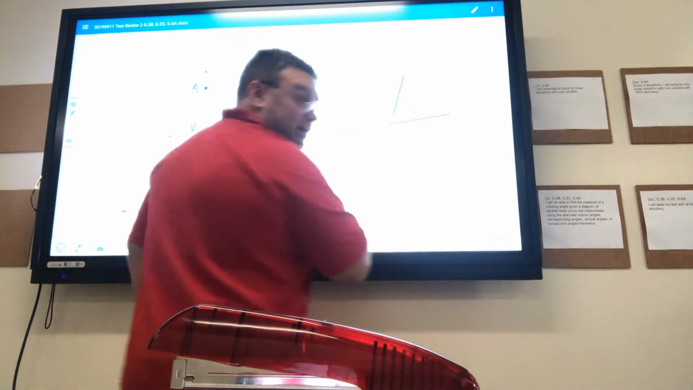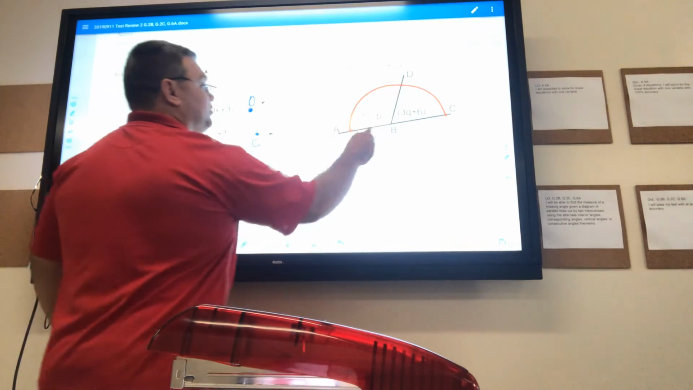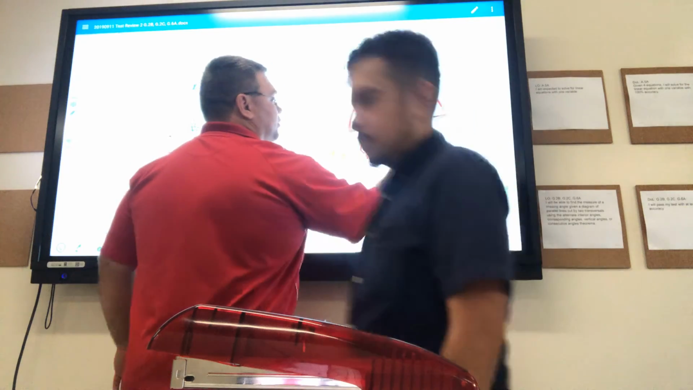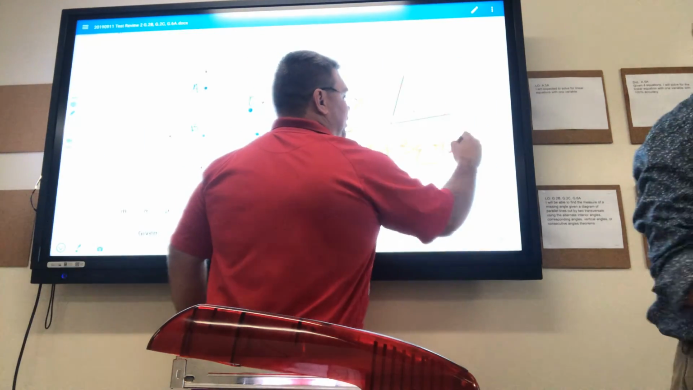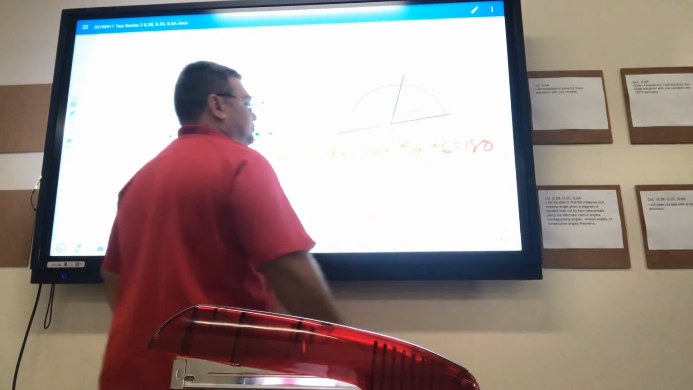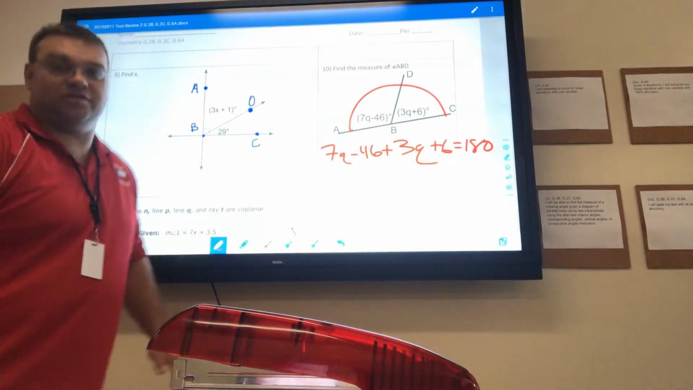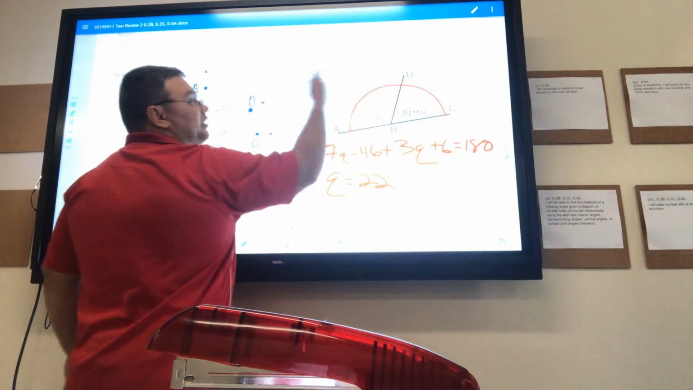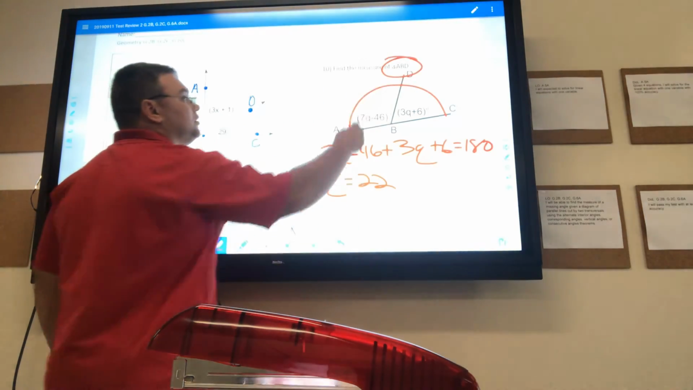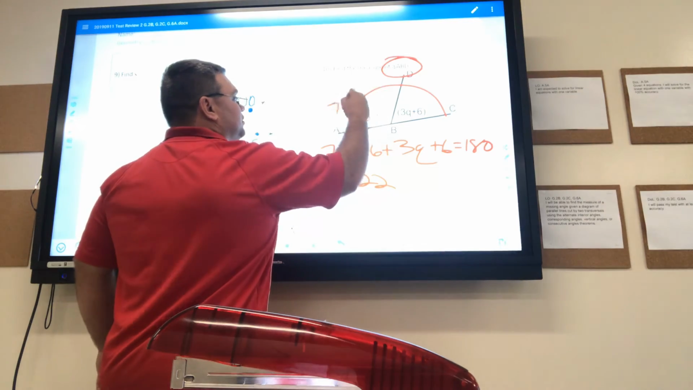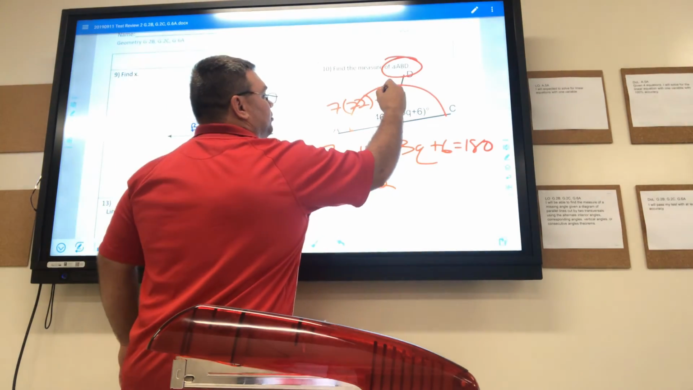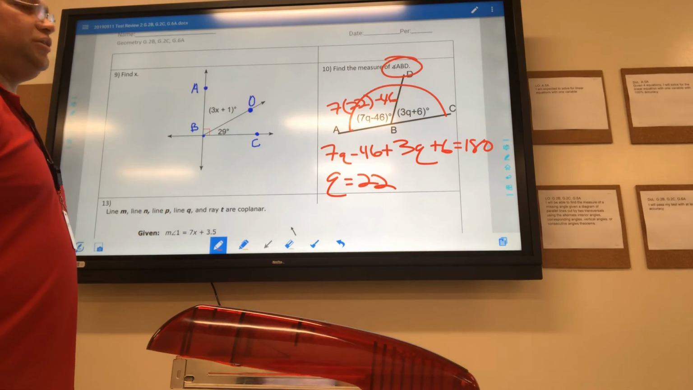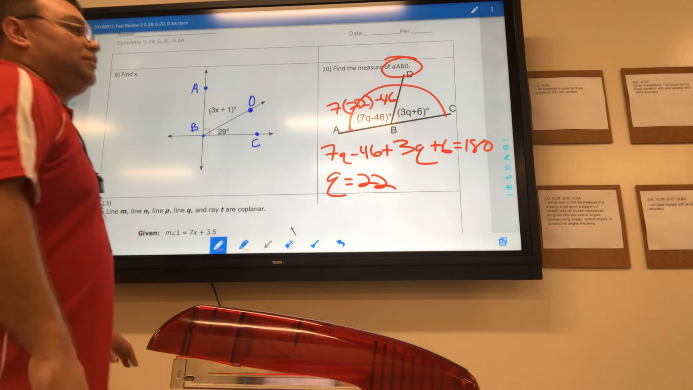For the next one, I would add them up to equal 180, and then you need to solve on your calculators. You should have gotten 22. Make sure you plug it into ABD. So ABD is 7 times 22 minus 46, and you should get some kind of answer out of that. All right, I'm going to stop there.